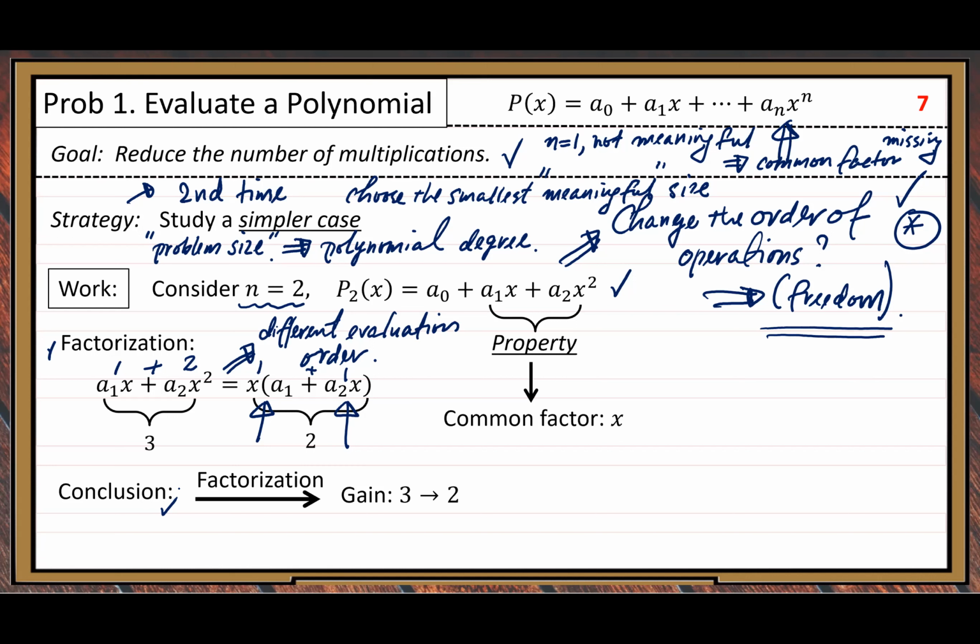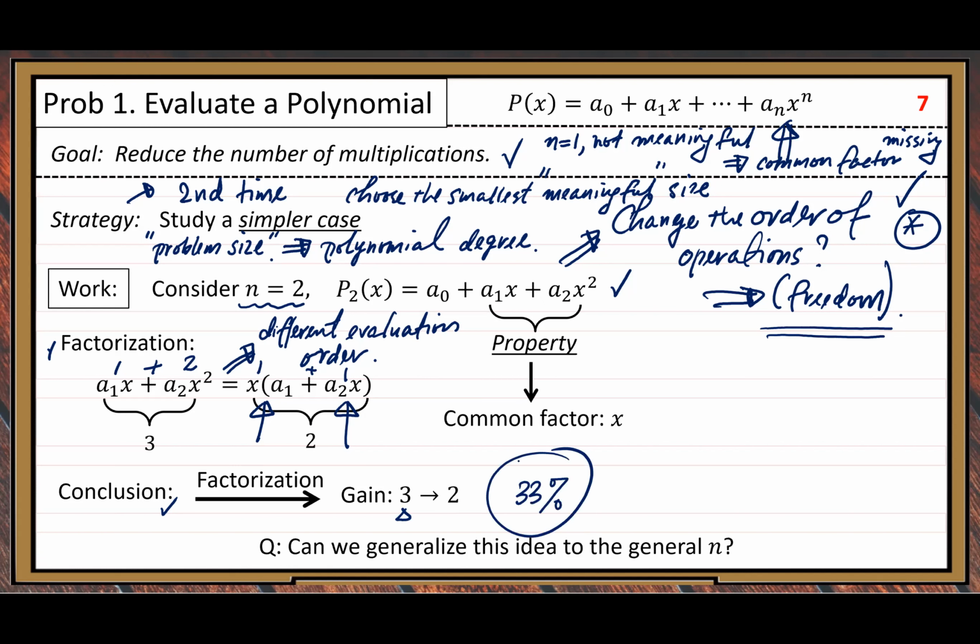Is that reduction significant? Look at that. From 3, you can see we get about 33% reduction, right? 33% reduction. That's quite significant. So we like it. This method works well.